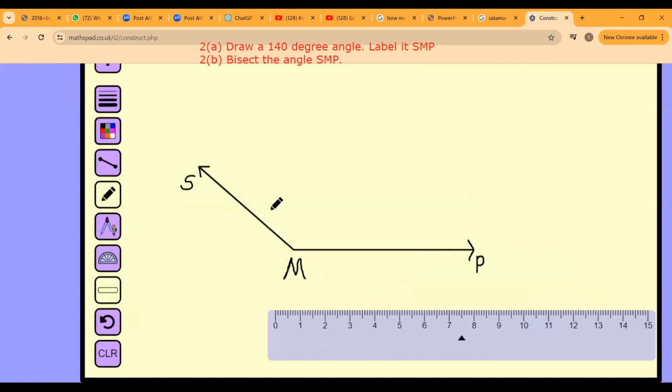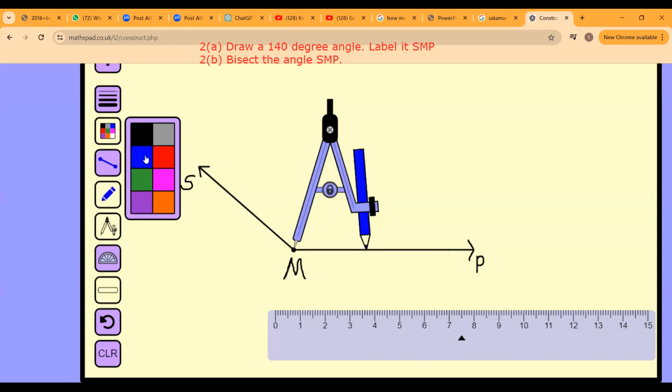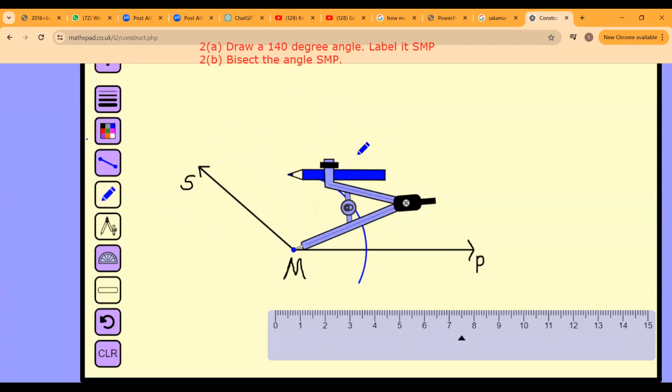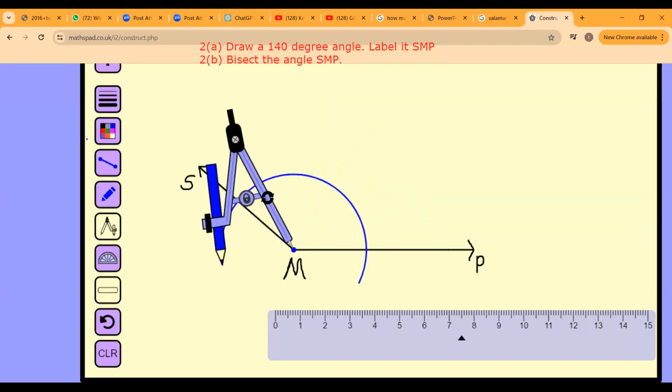So that's 140 degrees. And so now what we want to do is bisect it. Samantha, I need you to walk me through how we're going to bisect this angle. We're gonna put a needle on M and draw an arc. Very good. Is the arc gonna cut both rays or just one ray? Both. Very good, it's gonna cut both rays. So you're gonna draw it below and above, right?